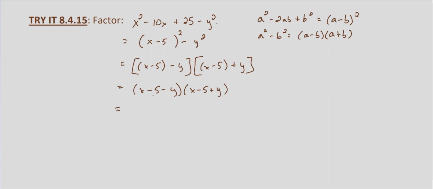I'll go ahead and rewrite that with our constant last. So x minus y minus 5 times x plus y minus 5. And then if we wanted to check again, we could multiply through in order to verify that we end up with what we originally started with.